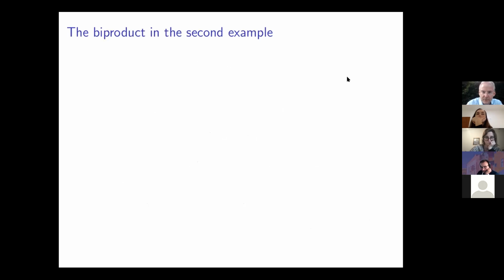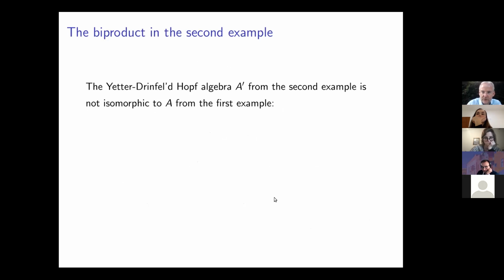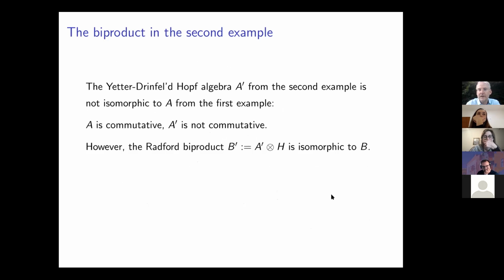Okay, so then, of course, we have a byproduct. In the second example, we can do this too. Of course, as yet the Drinfeld Hopf algebras, these guys are not isomorphic because A was commutative and A prime was not commutative. So they cannot be isomorphic from this perspective. However, if we form the corresponding Radford biproduct with A prime, then we get something which is isomorphic to B. This is covered at the end of the second paper that I mentioned in the references.